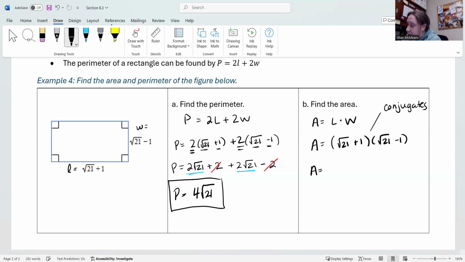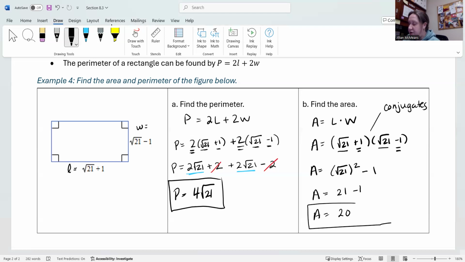So when I do that, the square root of 21 times the square root of 21, those are the first terms. That's the square root of 21 squared. And then the last terms are 1 times negative 1, which is just minus 1. And then this is something that's really, really important. The square root of 21 squared. When you have a square root and then you square it, the exponent of 2 and the square root just unravel each other. So you end up left with just the radicand. So we get A equals 21 minus 1, or A equals 20.